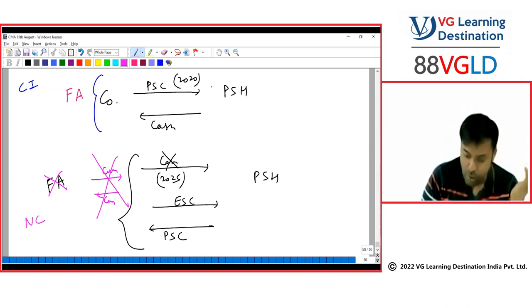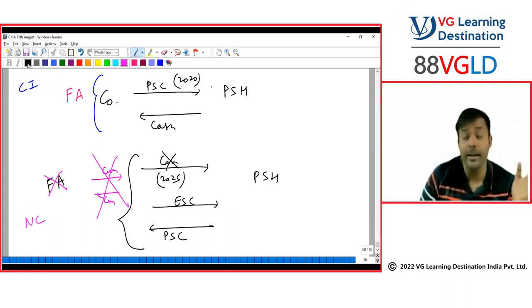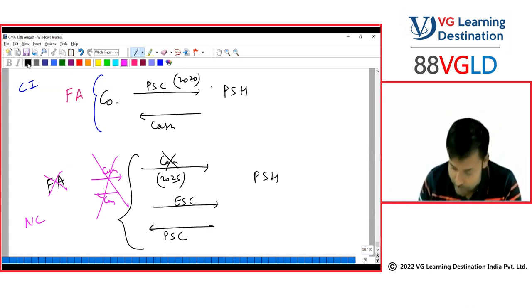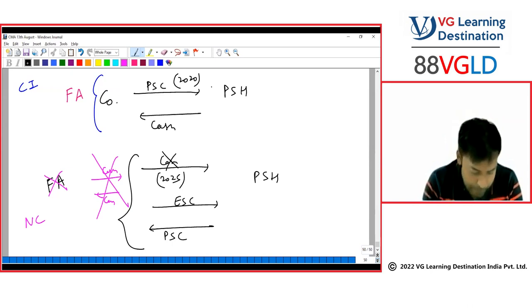Everyone, it is not going to be under any of the categories, though the nature is very much like a FA because you are issuing the stock, right? You are redeeming the stock. The nature is very much like a FA, but we are not going to classify that as a FA. It is going to be non-cash. Perfect. Very good, guys.